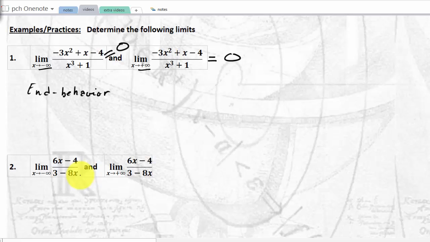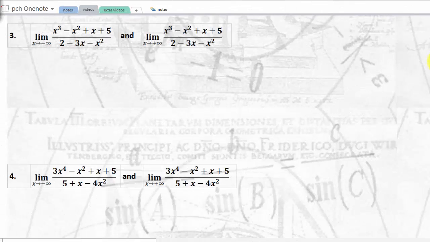I'm going to do example number 3 now. This is the top-heavy rational function. If I wanted the equation of the asymptote, I would have to do a long division. No choice here. I have to divide by negative x squared minus 3x plus 2. I would have to do long division. But the question is not to find the equation of the asymptote. It is to answer the limit question.